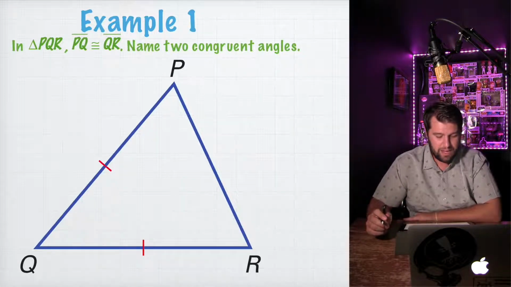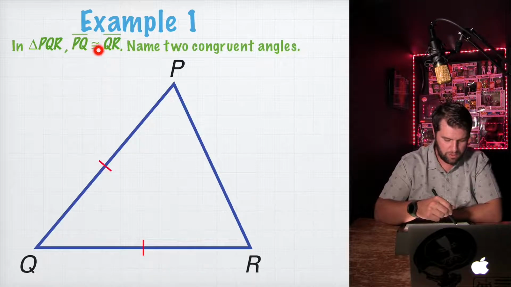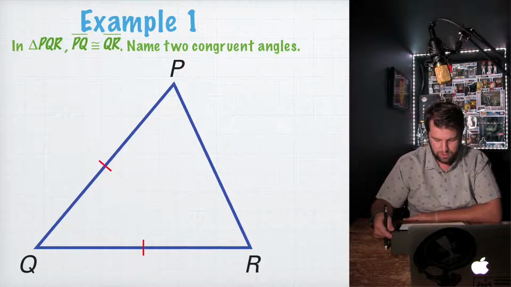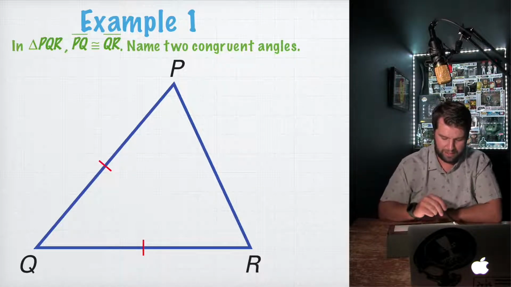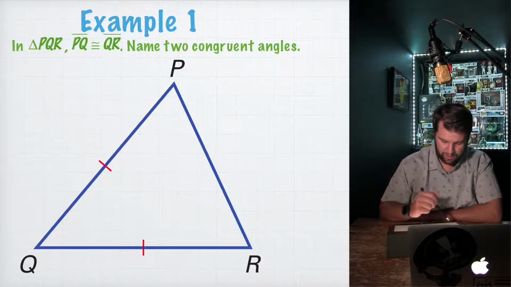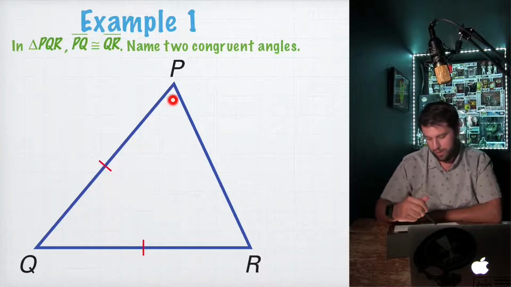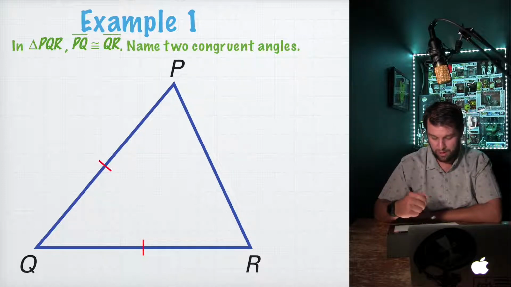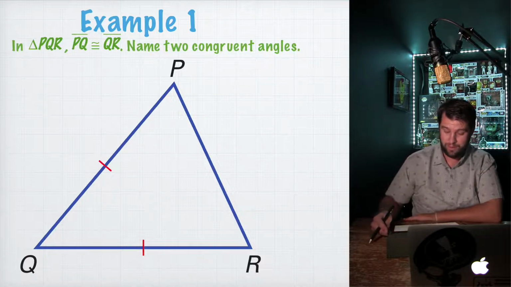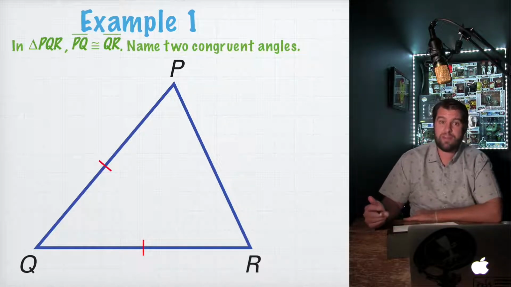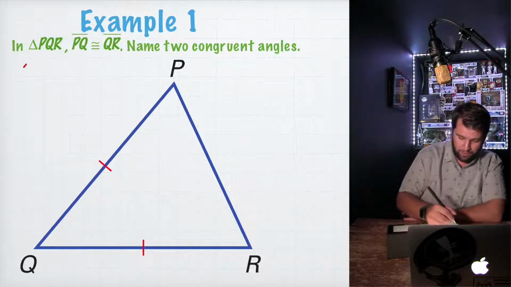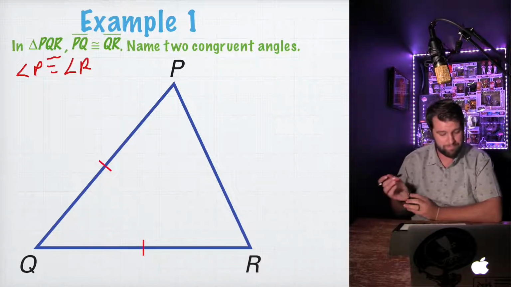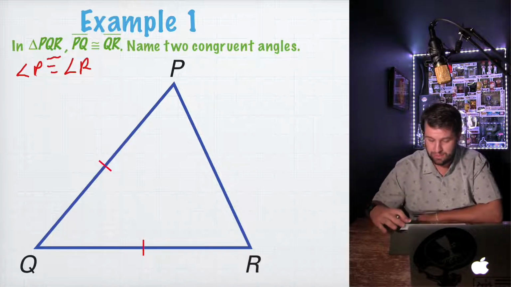Example 1. In triangle PQR, PQ is congruent to QR. Name two congruent angles. So here we know that this is an isosceles triangle. These are the legs. PR is the base. Q is the vertex angle. P and R are the base angles. So if we know it's isosceles, we know that the base angles are congruent. So we can say that angle P is congruent to angle R. Okay? Pretty simple. Hope that makes sense. Let's go ahead and keep going.